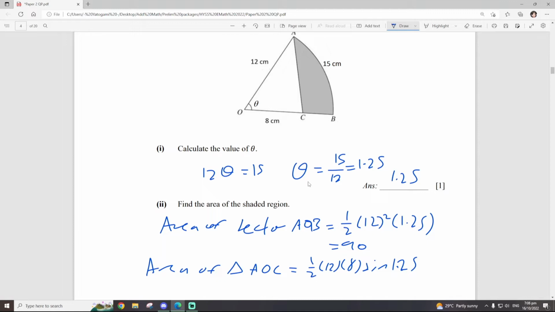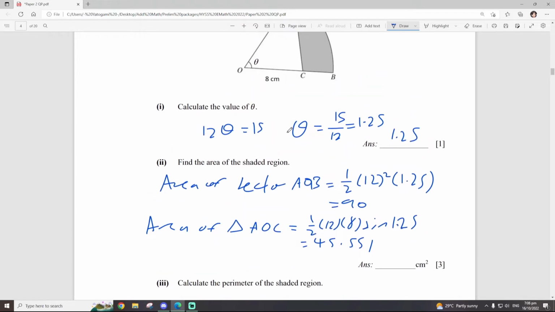So you will get 45.551. Okay, so final answer will be, okay, shaded. You should be able to figure out how to get the shaded region, but you should get 44.4 as your final answer. Okay, 3SF, of course.